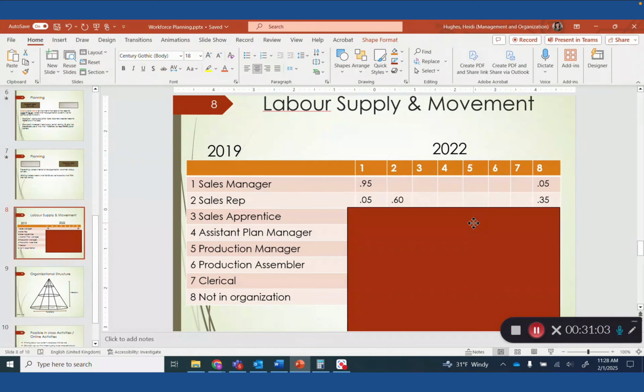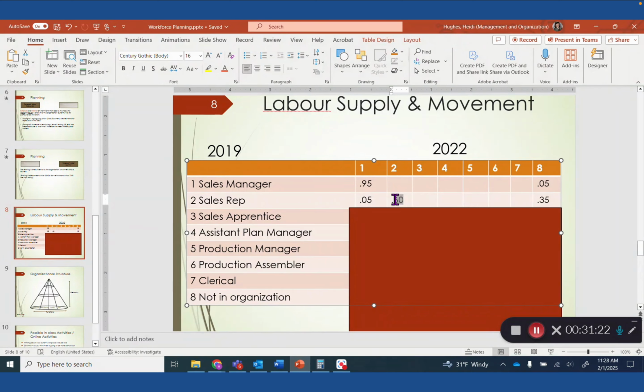Okay, let's move down to our sales representative position. Let's start with how many people are staying in that position. So sales rep is row 2, column 2. In a 3-year period of time, we really only have 60% of our population staying in that job. Where has the other 40% gone in a 3-year period of time?